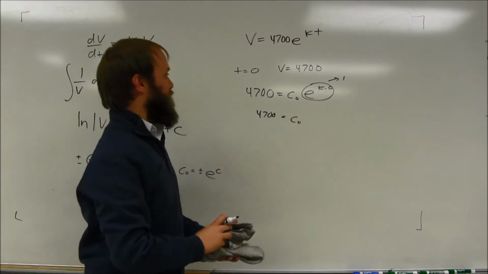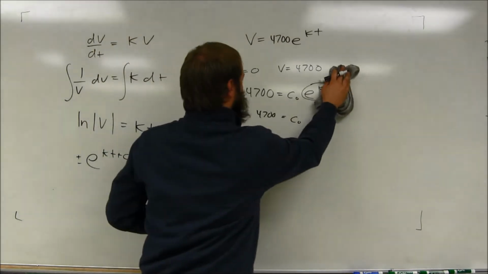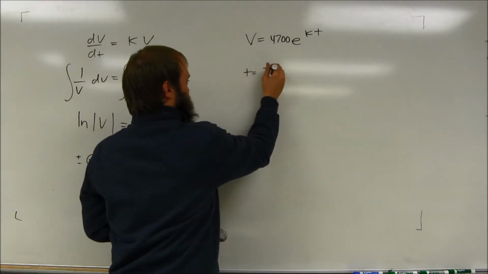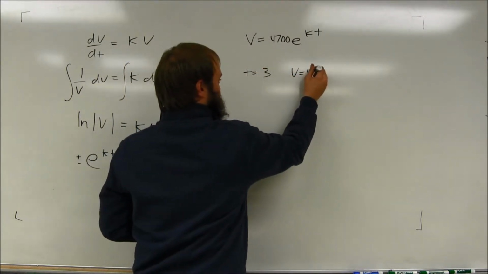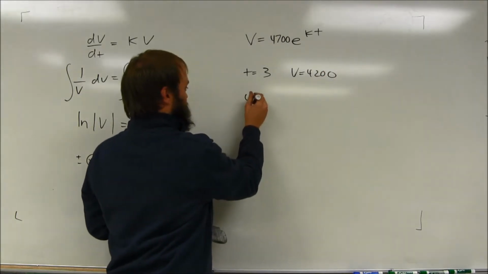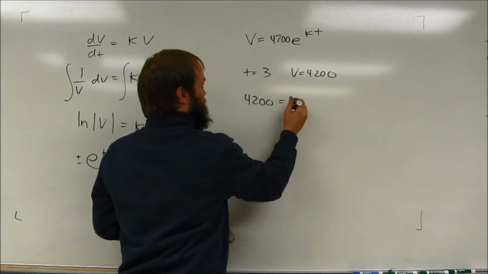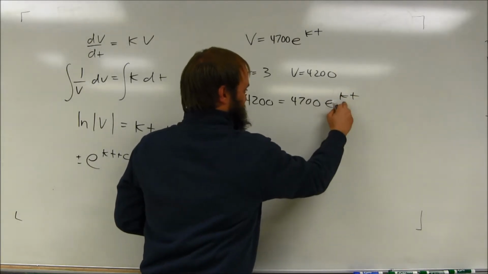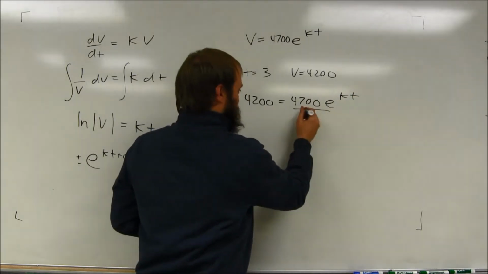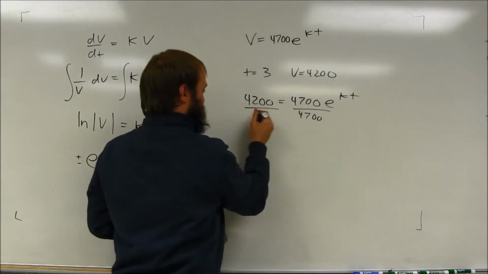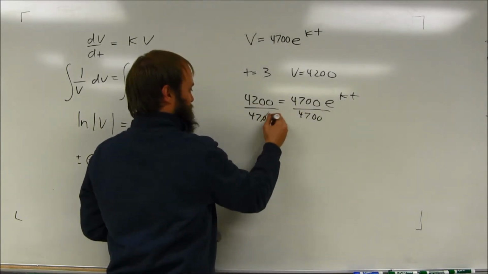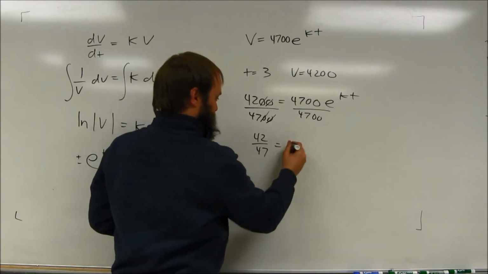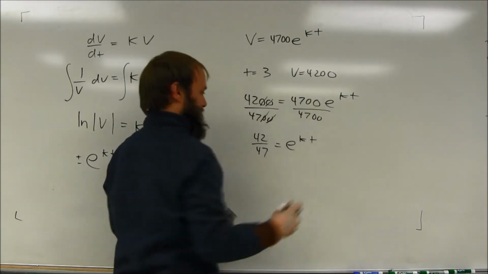And now I can substitute in the second set of data. After 3 months, this car was equal to $4,200. And so I can substitute that in to solve for my other variable here. In this case, the k variable. I'm going to divide both sides by 4,700. I'm going to divide both parts by 100. I'm going to get 42/47 is equal to e to the kt.